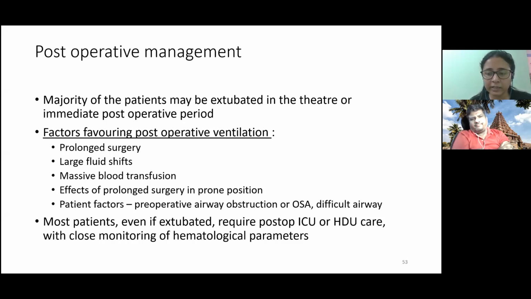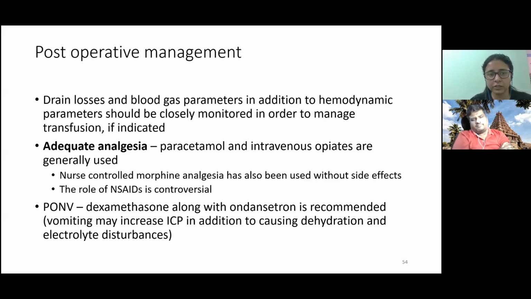Most patients, even if extubated, require post-op ICU or HDU care with close monitoring of hematological parameters. Drain losses and blood gas parameters, in addition to hemodynamic parameters, should be closely monitored in order to manage transfusion as indicated. The importance of adequate analgesia cannot be overemphasized because inadequate analgesia and pain can result in vasoconstriction, rise in SVR, increase in afterload, and it can have an overall detrimental effect on the child's well-being.